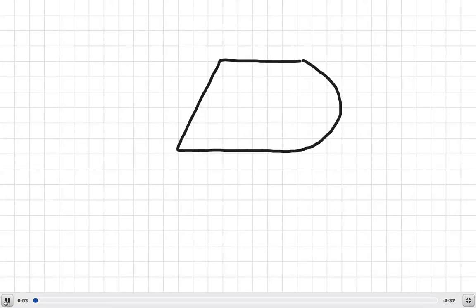Alright, to find the area of irregular figures, I can divide up the figure into polygons that I know formulas for. So, for instance, on this one, if I draw a line from here to here and from here to here, I've now divided my figure up into three shapes.